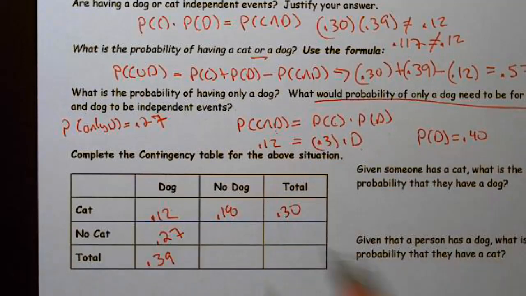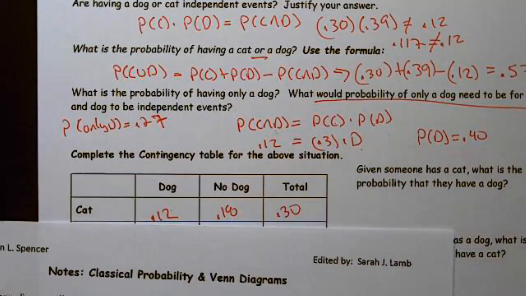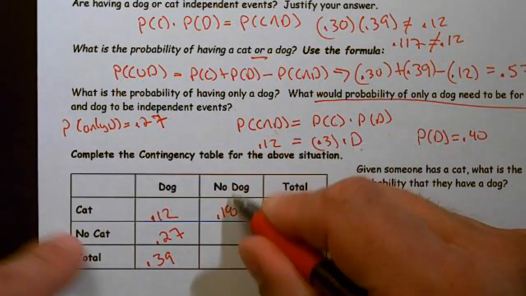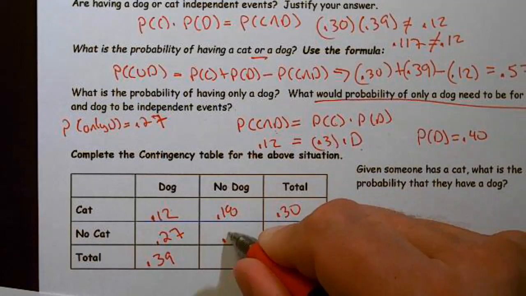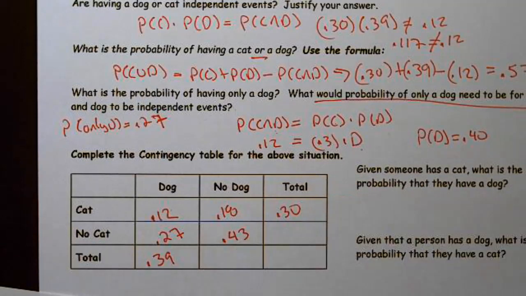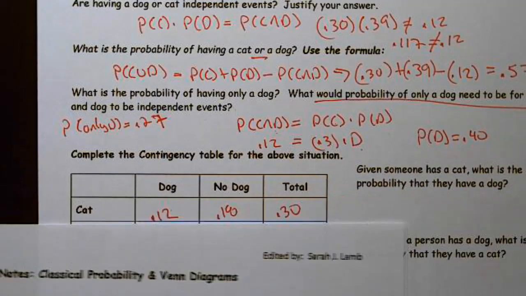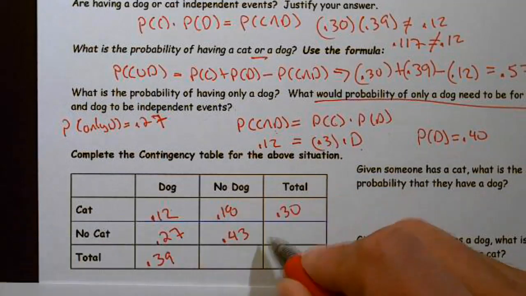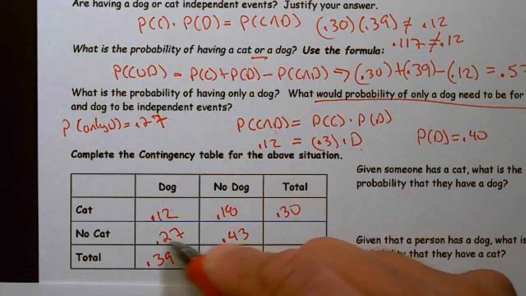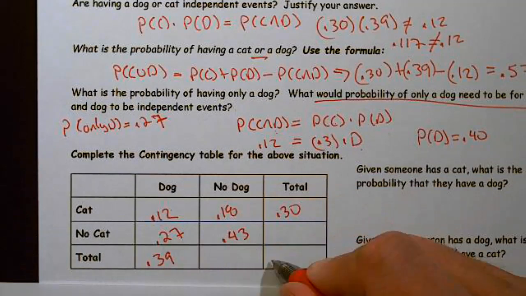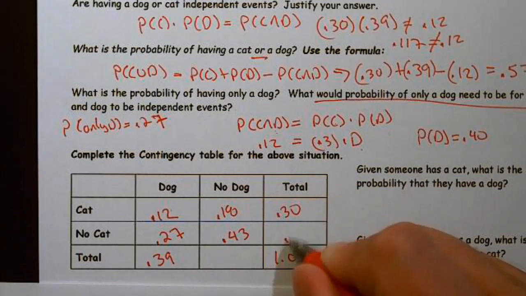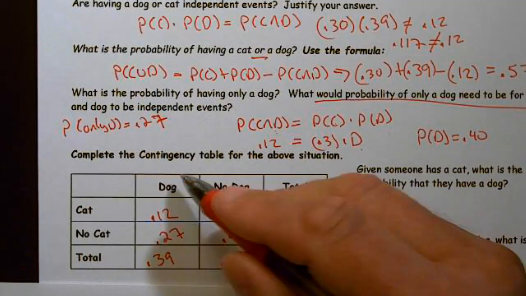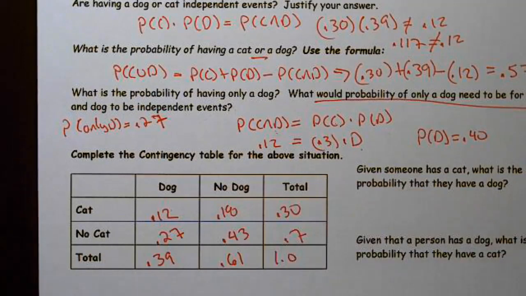All right. Probability of having neither is 0.43. That's no cat, no dog. And the probability of not having a dog, well, let's add these up here, 0.27. This is going to be 1.0. This is 0.7. This is 0.61. Because remember, rows and columns all have to total up.